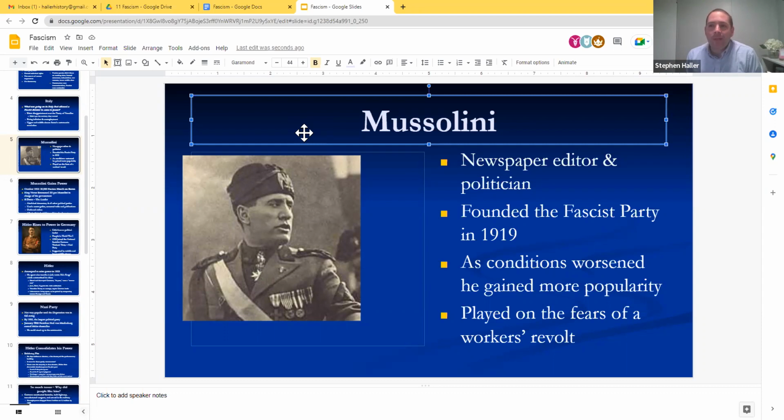In October of 1922, only two and a half years after the founding of the Fascist Party, Mussolini and tens of thousands of fascists march on Rome. And they get Victor Emmanuel, the king of Italy, to install him in a political position called Il Duce, the leader. And in this way, he can become an authoritarian leader.